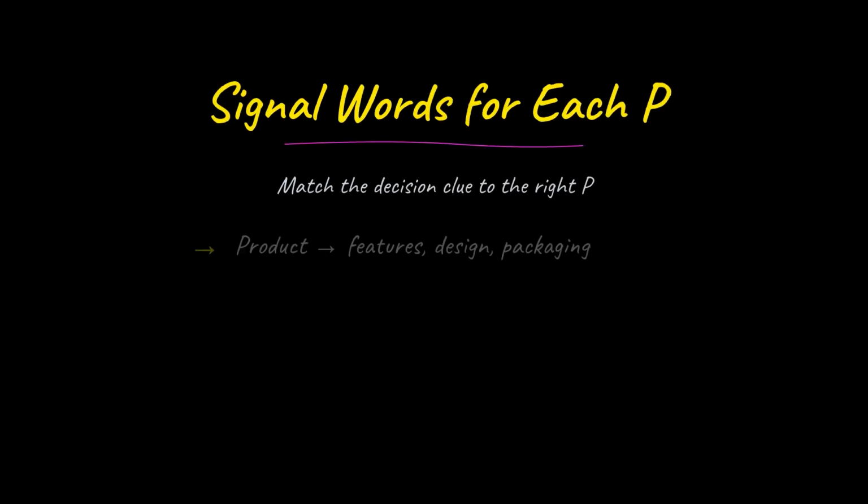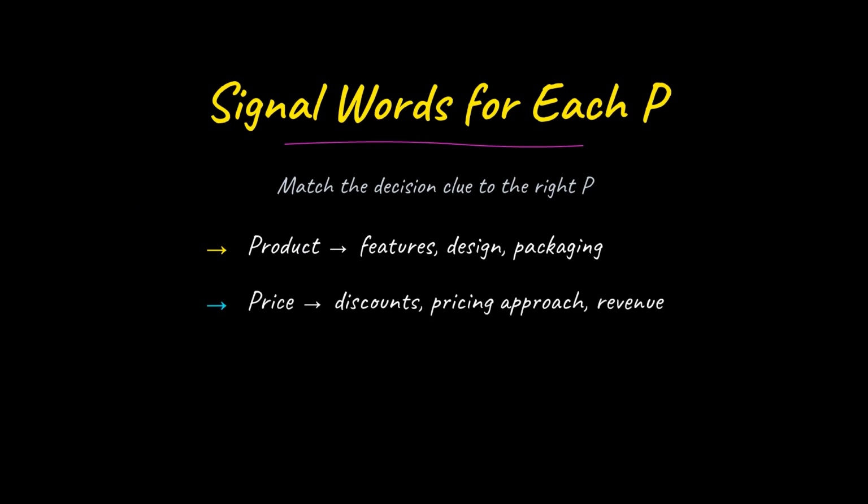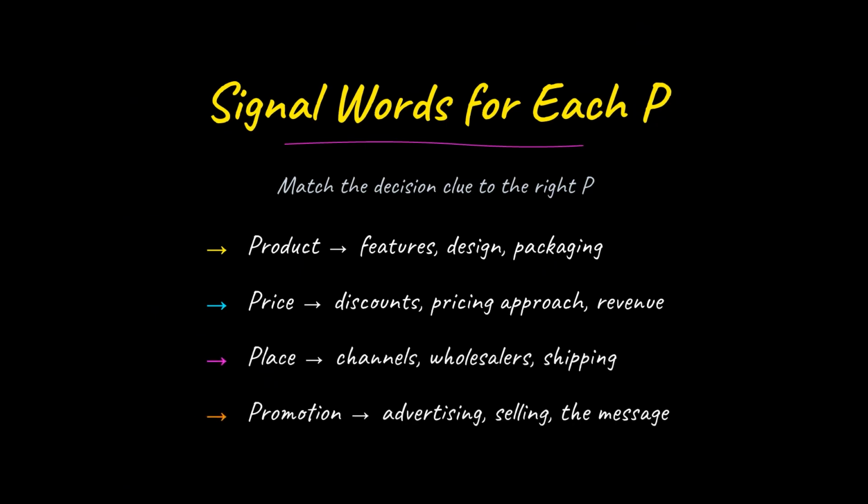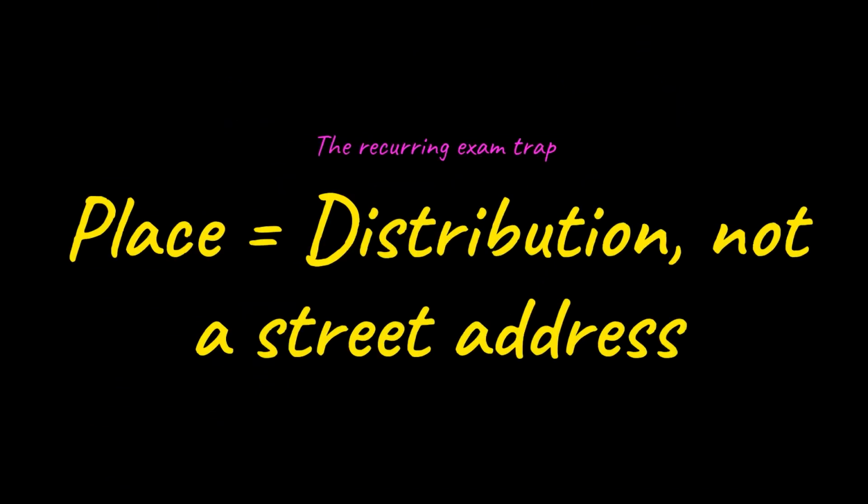Signal words help you sort decisions quickly on an exam. Features and packaging point to product. Discounts and pricing approach point to price. Channels, wholesalers, and shipping point to place. Advertising and the marketing message point to promotion. The single most useful habit on this topic is tying place firmly to distribution. Any decision about getting goods through channels to customers is a place decision, and remembering that keeps all 4 P's straight.